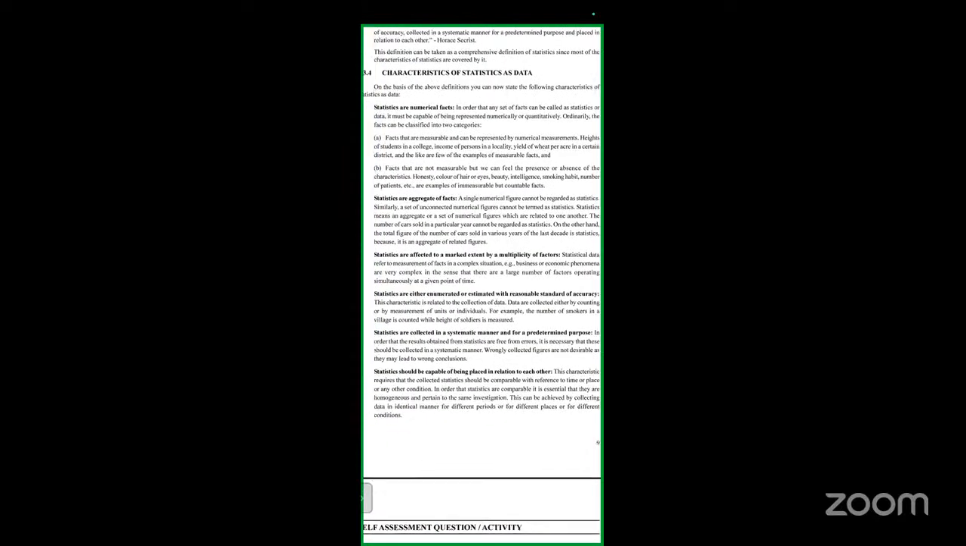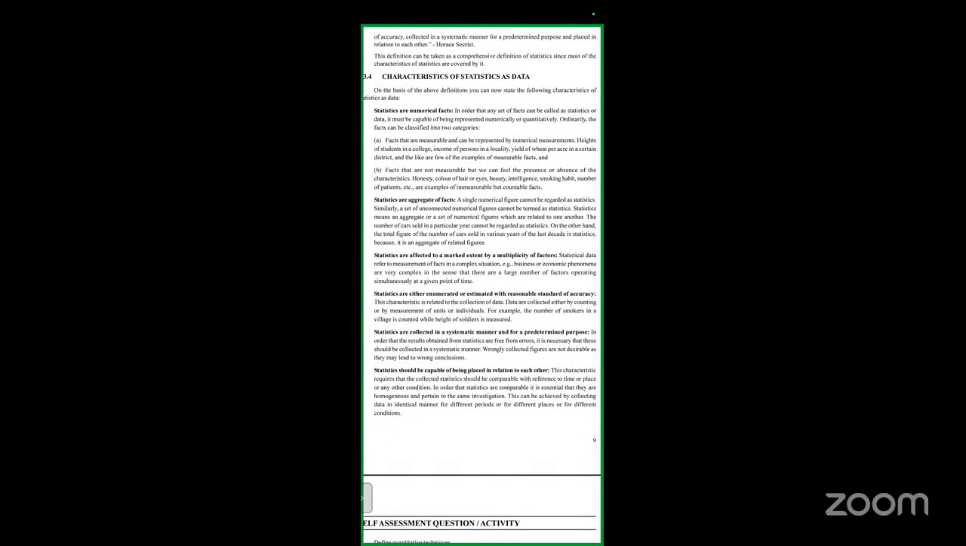Right. Then statistics as aggregated facts. A single numerical figure cannot be read as statistics. Similarly, a set of unconnected numerical figures cannot be termed statistics. Statistics means an aggregate or a set of numerical figures which are related to one another. That's called aggregative facts.